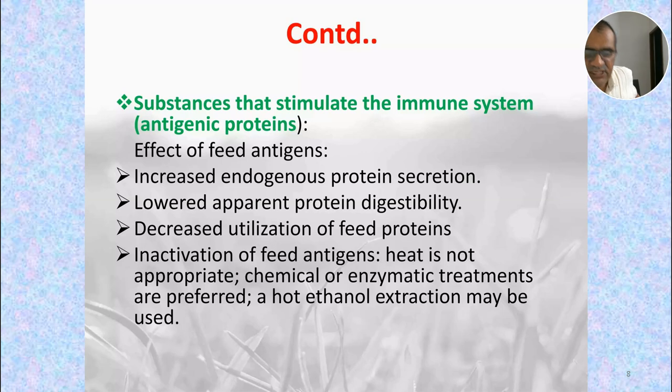Then the inactivation of feed ingredients, like by heat. Sometimes if we administer excess heat, then it is inappropriate. But sometimes it is also required, because many times the humans cook the food, but the animal does not require any cooked substances for the faster digestion. But during the cooking process, a lot of enzymatic treatments and other things, many of the nutritional factors will be lost. And a hot ethanol extraction may be used for the inactivation of the feed antigens.